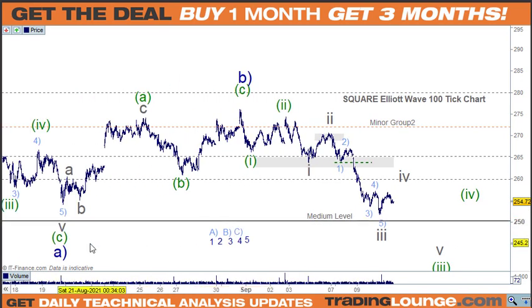As you know, we counted up here. I've just rearranged the labeling here. Same labeling, just different, same count, different labeling. But wave A, B, and C, I've just lifted it up one degree of structure. It could also be wave 2 here. This could also be wave 1 here. We'll just see how it travels.